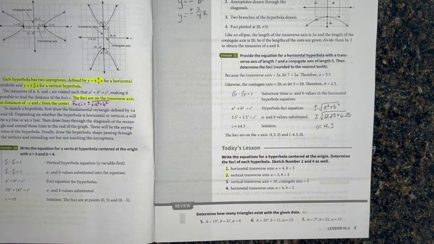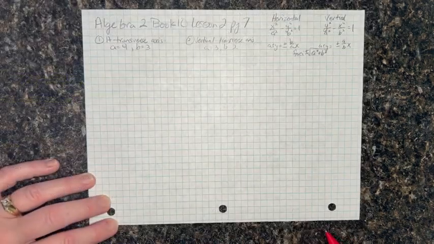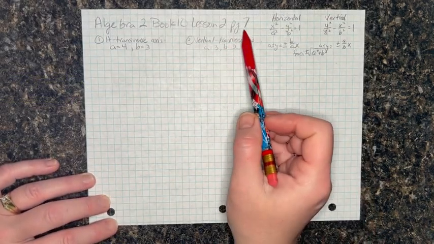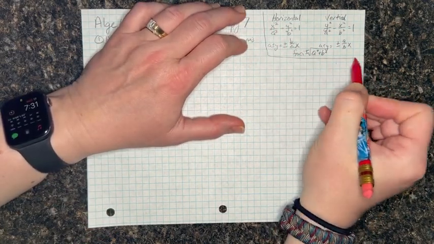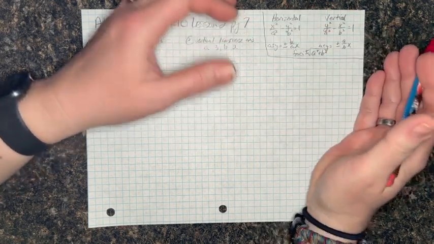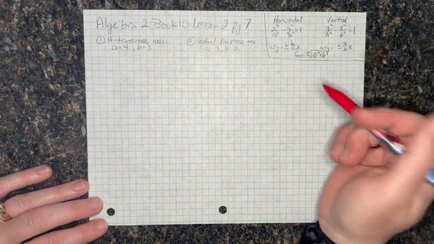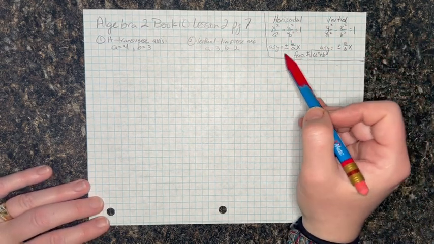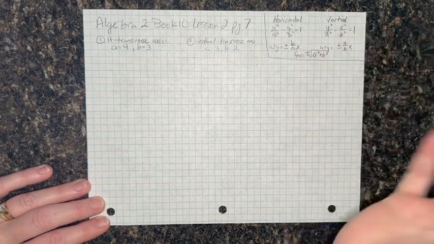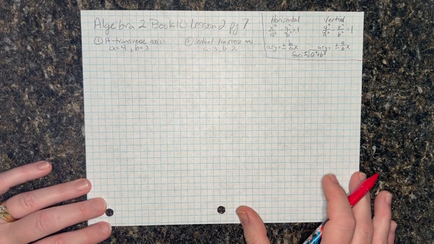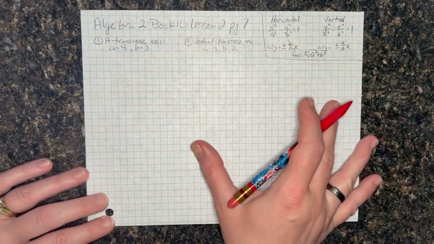All right, so let's take a look at these 4 problems. So we are in Algebra 2, Book 10, Lesson 2. We're on page 7. I took this part of my graph paper to just make a quick note of all the information regarding hyperbolas that we know so far anyway. Horizontal hyperbola and its asymptotes, a vertical hyperbola and its asymptotes, and then they both have the same formula for the foci, so I just kind of put it in the middle. If you haven't made a note like that already, I would suggest it.